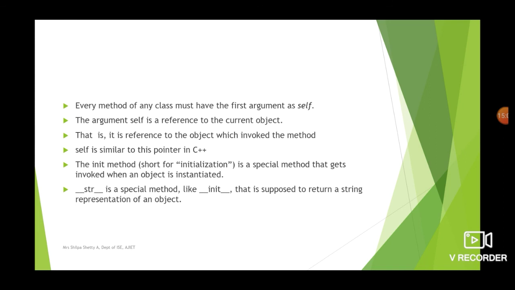So here is a brief description of what we have discussed already. Every method of a class must have first argument as self. This argument self is a reference to the current object. That is, it is a reference to the object which invoked the method, and self is similar to the this pointer in C++. The init method, which is short for initialization, is a special method that gets invoked when an object is instantiated. Str is a special method similar to init that is supposed to return a string representation of an object. So this is what we discussed already.